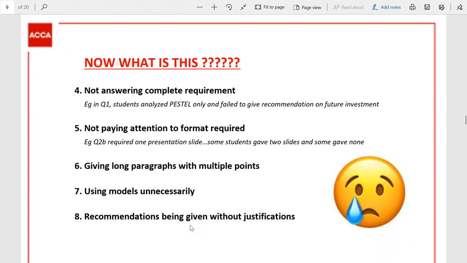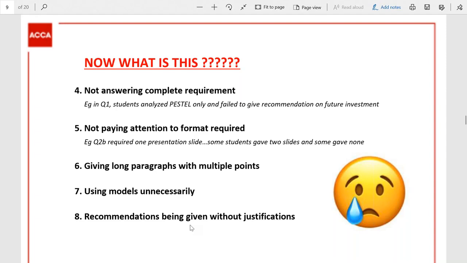The examiner is saying that students are not answering the complete requirement. What the hell? For example, in December 19, in the examiner's report, the examiner said that in question number 1, students analyzed PESTEL only and failed to give a recommendation on future investment. So there were two requirements in question number 1. The question was to analyze the general environment and then give a recommendation on the future investment. Students completely forgot to talk about the second part of the requirement.